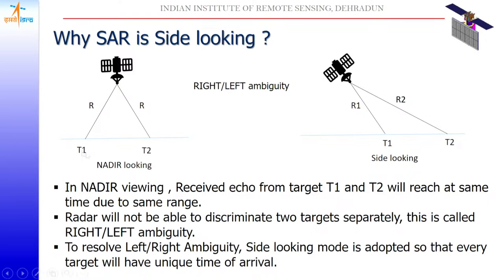But in the nadir looking, these two targets have the same range, so we are not able to distinguish the two targets separately if the SAR is nadir looking. So that is the major principle of why the SAR is side looking. Always, when we are talking about synthetic aperture radar, in which we get high resolution images, the SAR is always in side looking geometry.